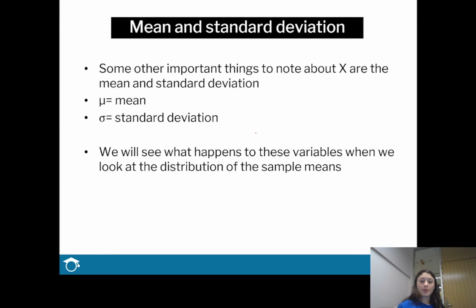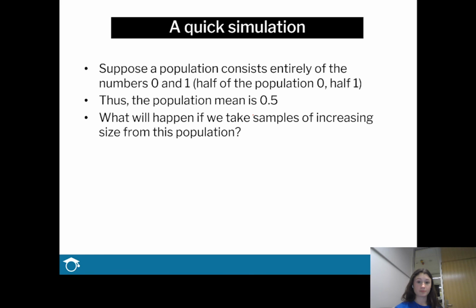So, mean and standard deviation. It's a little bit changed up for specialists. For specialists, we're not just considering the mean and standard deviation of the population. In specialists, we have the mean and standard deviation of samples and also the population, and they're denoted using different symbols. So here we have that mu is equal to the mean and sigma is the standard deviation.